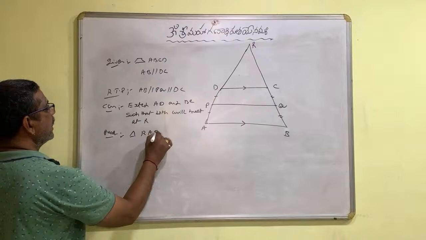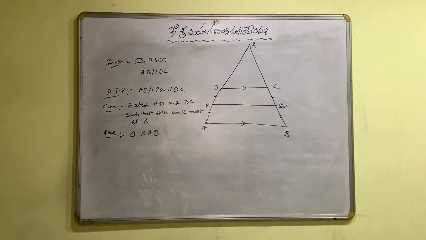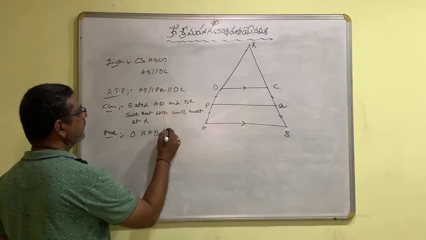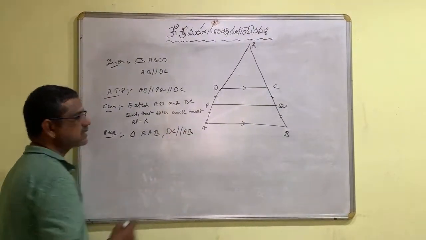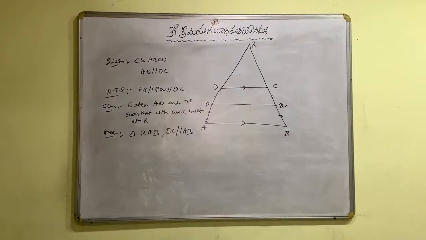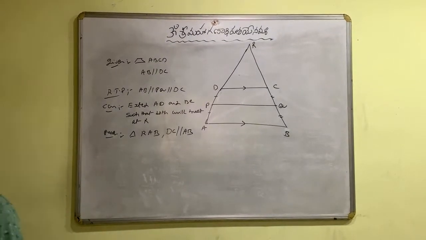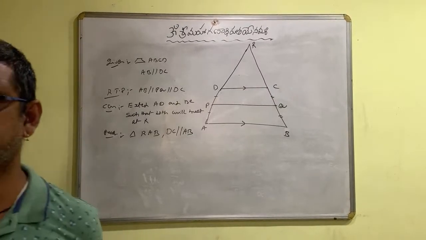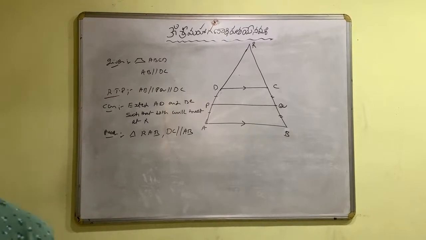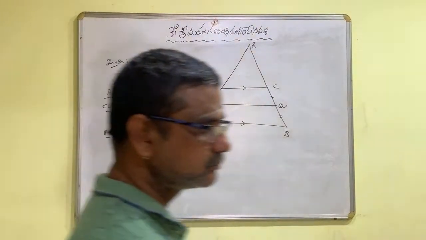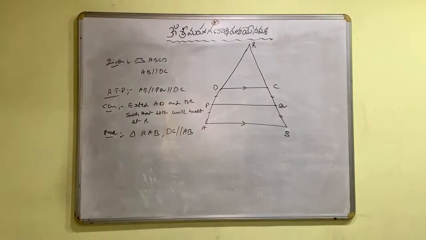Consider triangle RAB. In triangle RAB, DC parallel to AB. Is that right? Now, can we apply basic proportionality theorem here? Can we apply basic proportionality theorem?